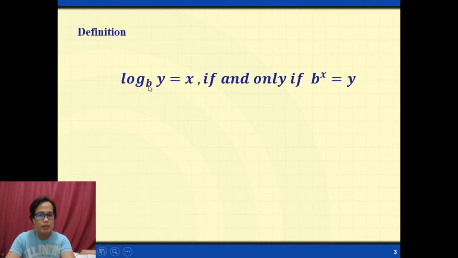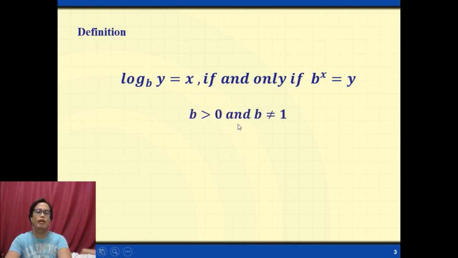So, when we write this one to logarithmic form, we follow this order: the base is the small subscript letter, then the exponent, and then the power. Based on this definition, our b should be greater than 0 and b should not be equal to 1. These are the same restrictions as in the exponential function, because they are alike. So let's proceed to the examples following this definition.